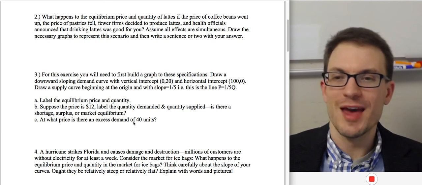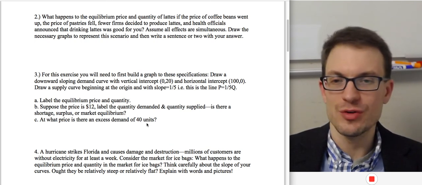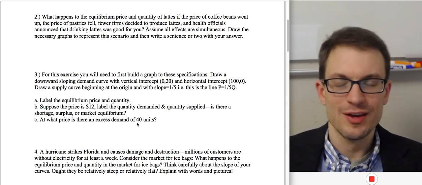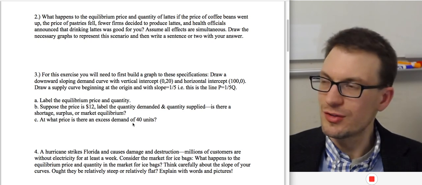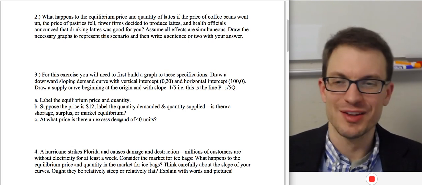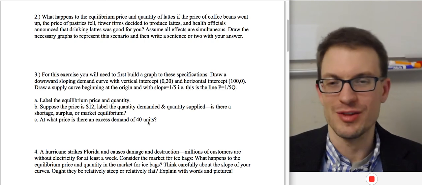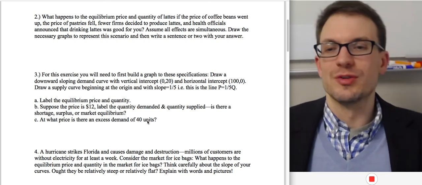For excess demand, this means we have a shortage. We have quantity demanded is 40 units bigger than quantity supplied. So let's see, 40 units bigger, so excess demand of 40 units, so shortage of 40, so QD minus QS is equal to 40. All right, and then you could solve and have QD minus 40 is equal to QS, and then substitute.